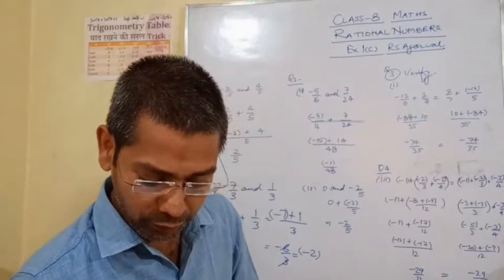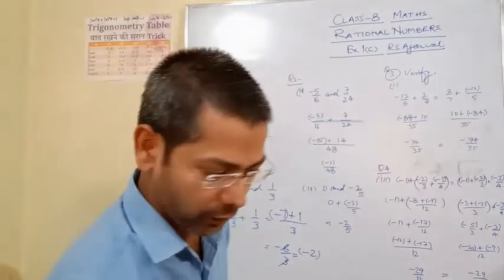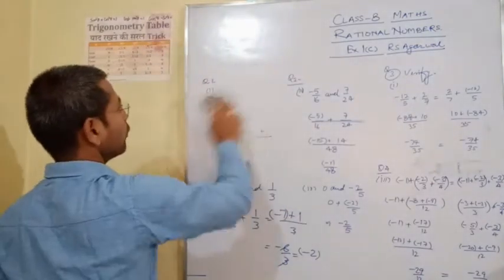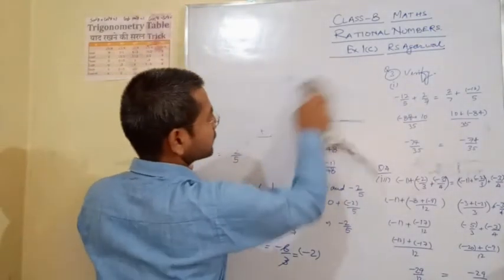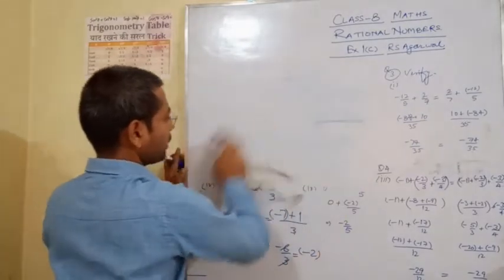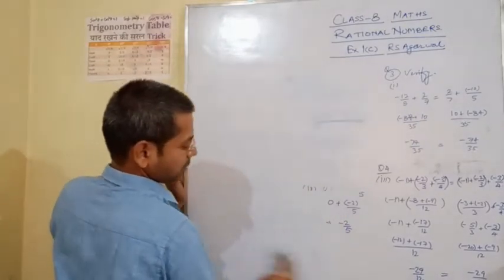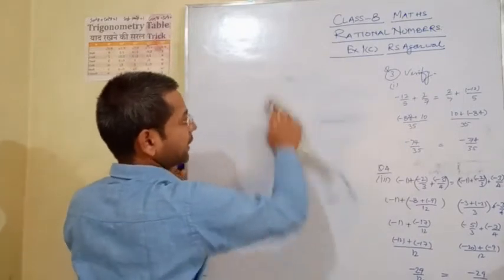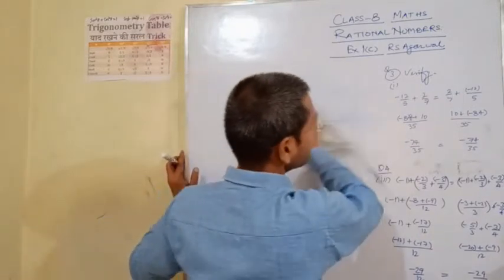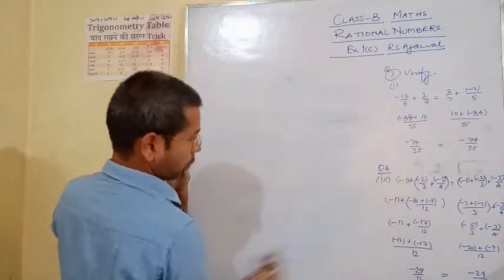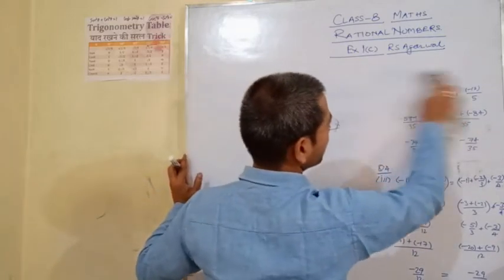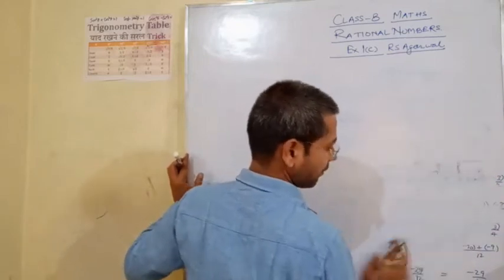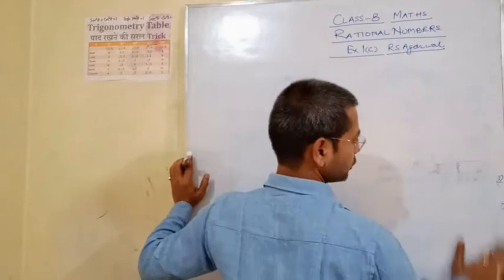Question number 6. Find the additive inverse of each of the following. To find the additive inverse, we should know what the additive inverse is. The additive inverse means that number which makes the given rational number 0 is called its additive inverse. The additive inverse will be of the opposite sign to the given rational number.